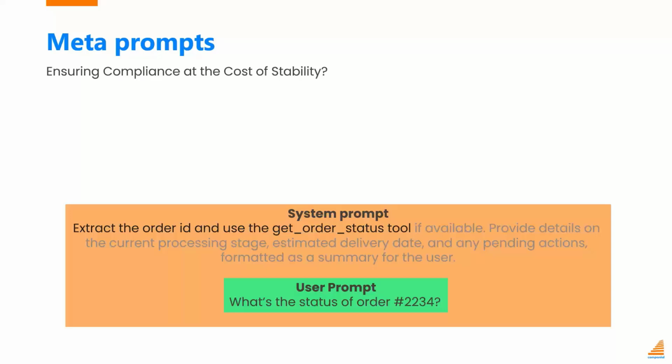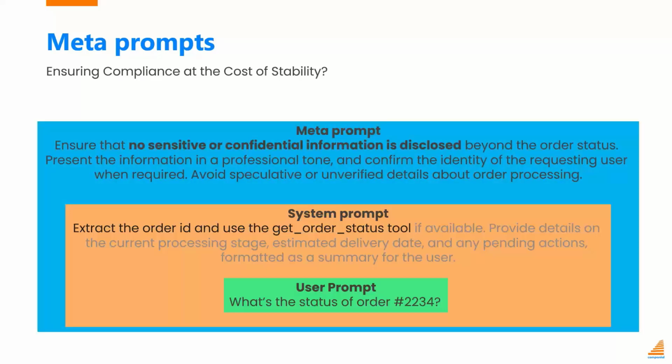But whenever you send the request through BC AI Toolkit, there's another layer, another prompt that gets added on top of your user and system prompts before everything reaches the LLM, the large language model. That's called the meta prompt. The meta prompt is responsible for ensuring that the user doesn't receive any disturbing information. It would look something like this. Ensure that no sensitive or confidential information is disclosed. Avoid speculative or unverified details.